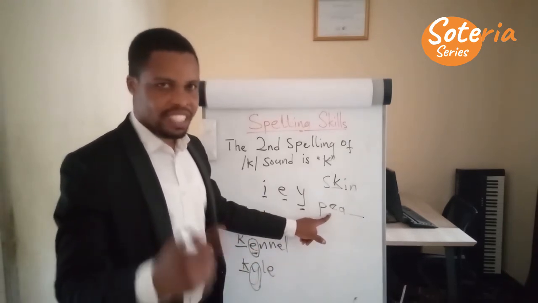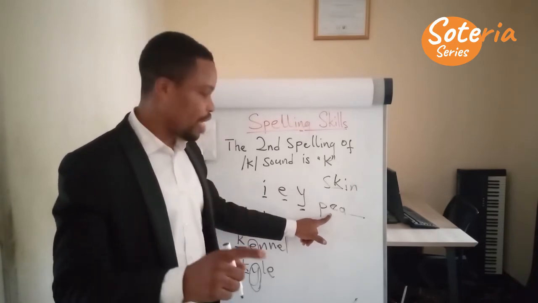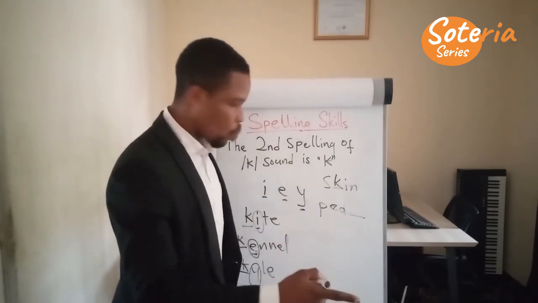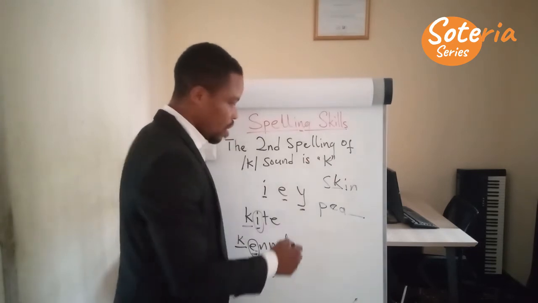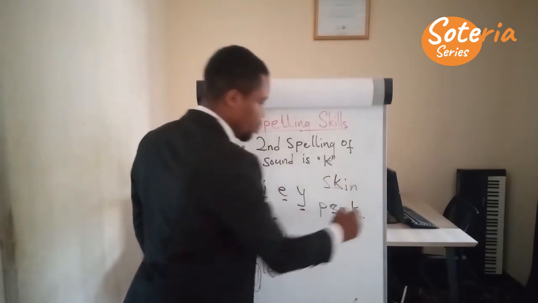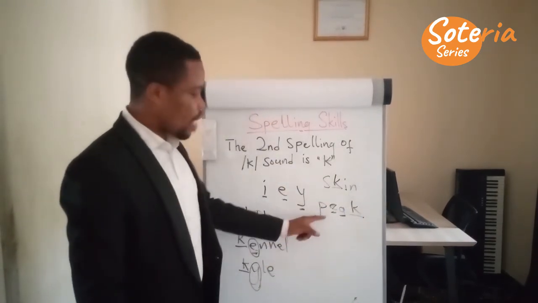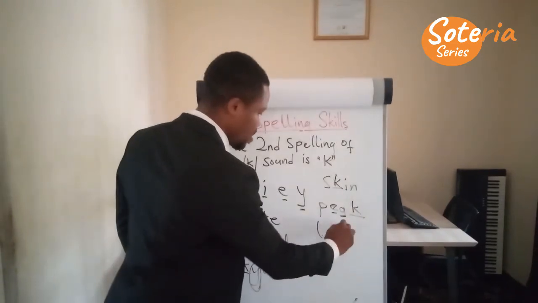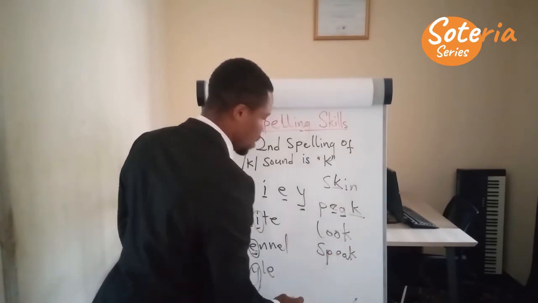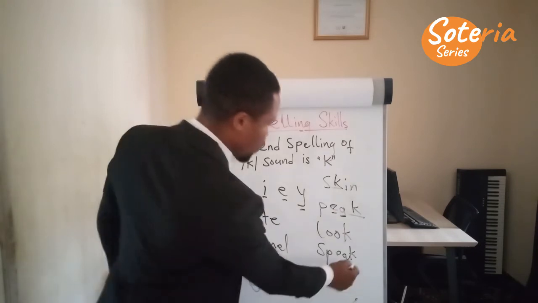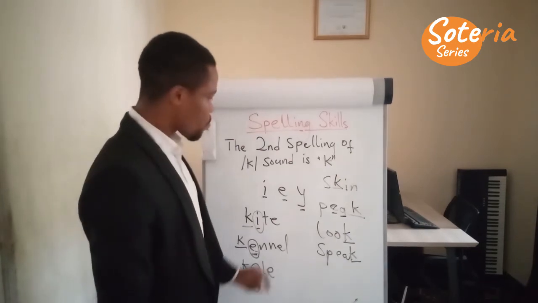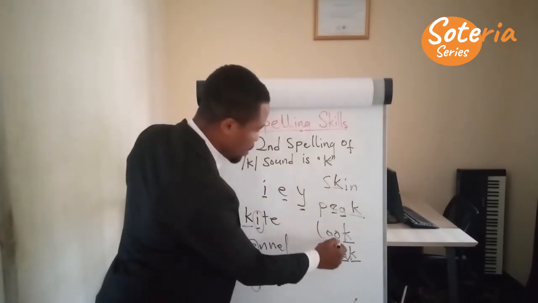The technique here is that you must spell with the letter K and not any of them, because when the sound is at the end of a single-syllable word, a one-syllable word, and it follows a double vowel, two vowels, then it must be spelled with K. That is why peak is spelled like this, and other words like look, and speak. All are spelled with K at the end, because of the double vowels.